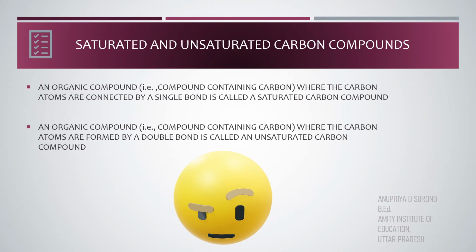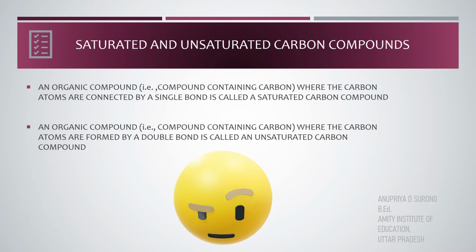Talking about saturated and unsaturated carbon compounds, an organic compound where the carbon atoms are connected by a single bond is called a saturated carbon compound. I repeat, an organic compound where the carbon atoms are connected by a single bond is called a saturated carbon compound. Whereas an organic compound where the carbon atoms are formed by a double bond is called an unsaturated carbon compound.